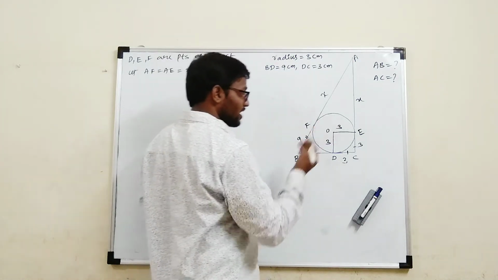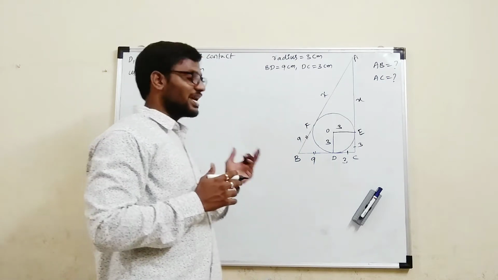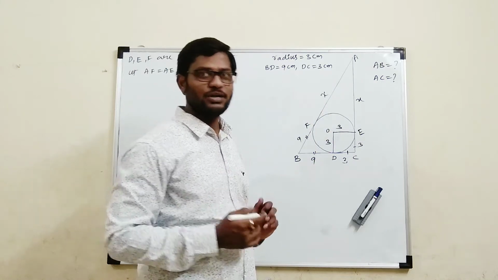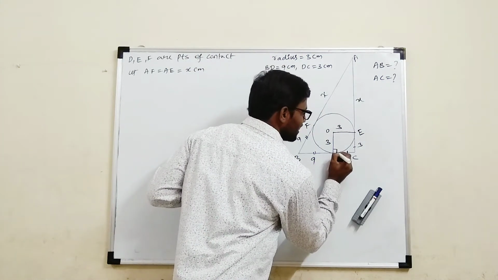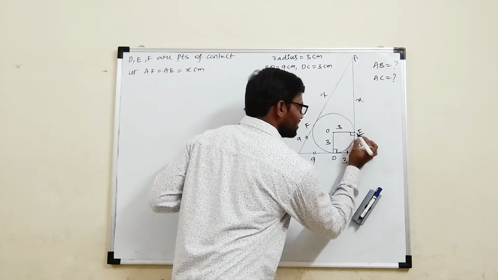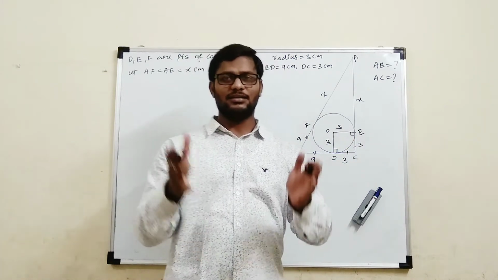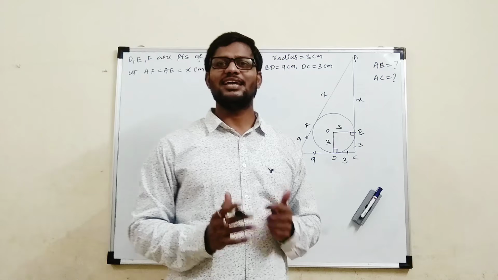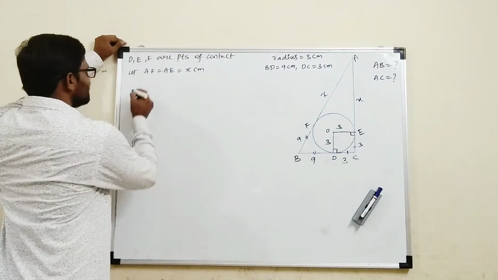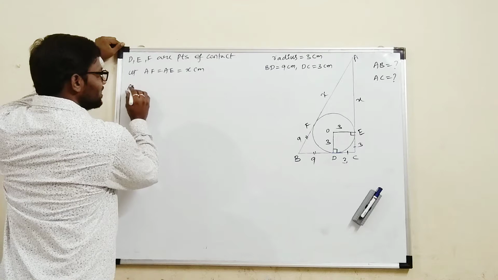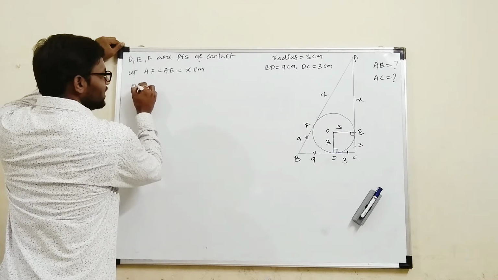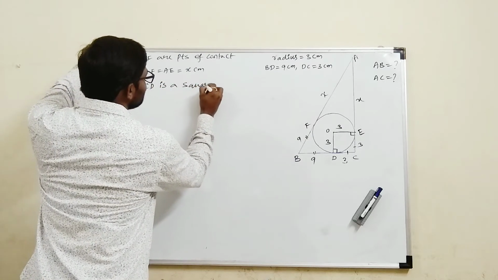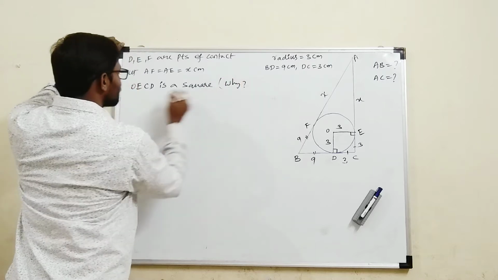But we have another theorem, that is theorem 9.1. The tangent drawn is perpendicular to the radius through the point of contact. That is, this angle is 90 degrees. Of course, this is also 90 degrees. In a rhombus, if any angle is 90, then it is a square. A rhombus with a right angle is a square. So what can we write? OECD is a square.